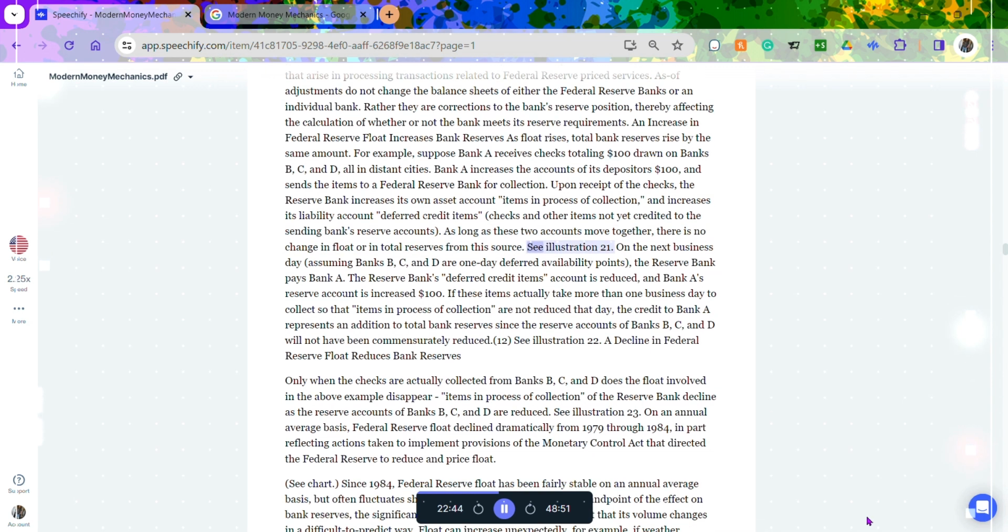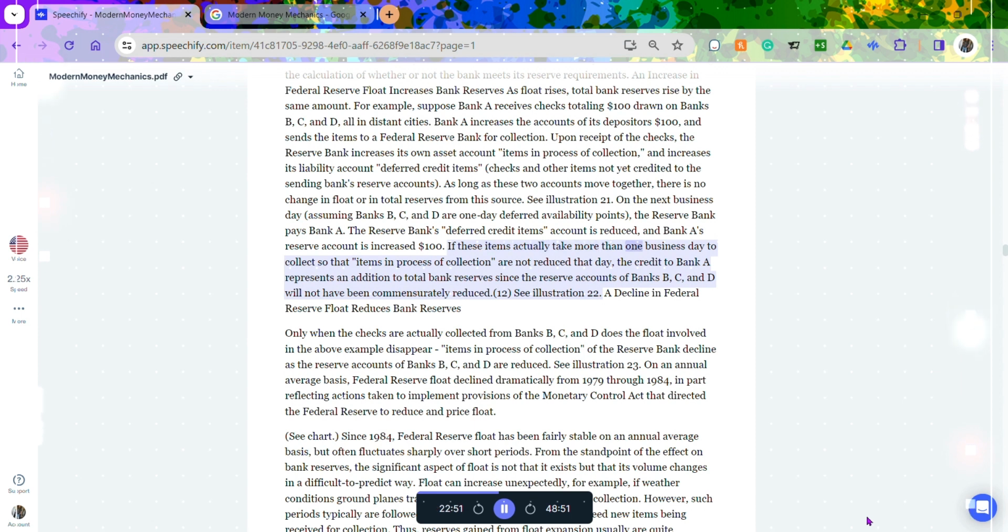See illustration 21. On the next business day, assuming banks B, C, and D are one-day deferred availability points, the Reserve Bank pays Bank A. The Reserve Bank's deferred credit items account is reduced, and Bank A's reserve account is increased $100. If these items actually take more than one business day to collect, so that items in process of collection are not reduced that day, the credit to Bank A represents an addition to total bank reserves, since the reserve accounts of banks B, C, and D will not have been commensurately reduced.